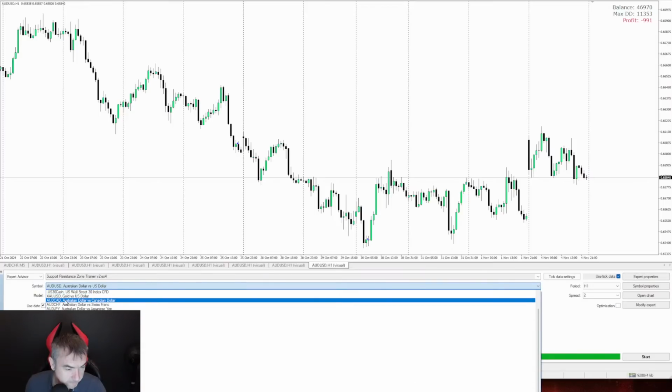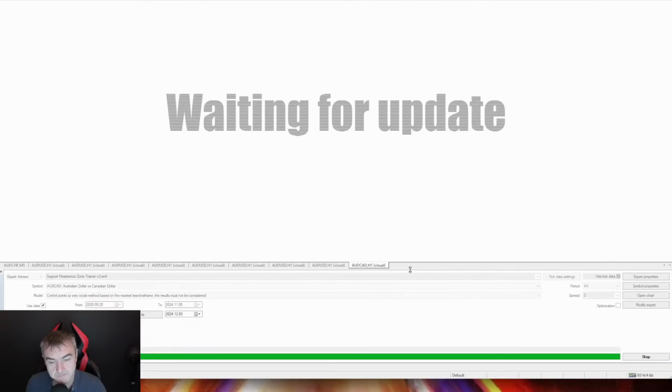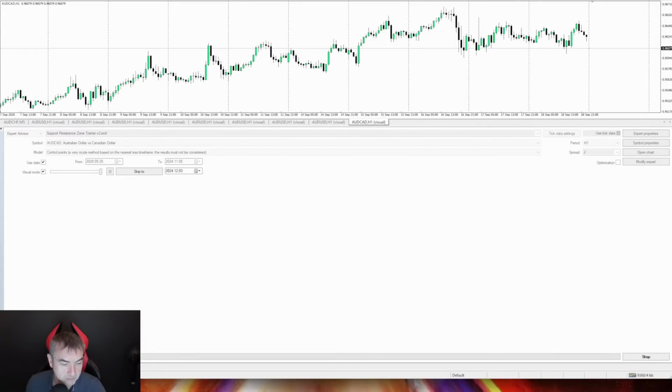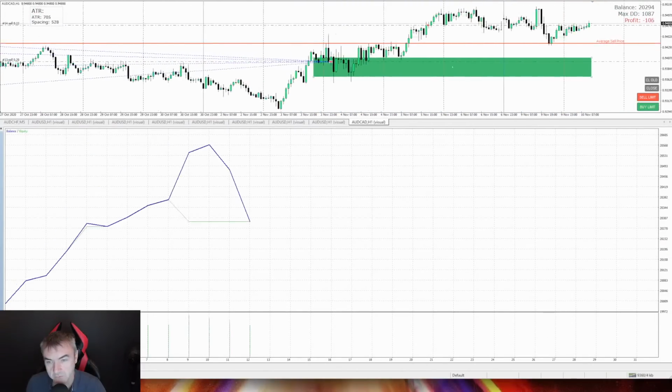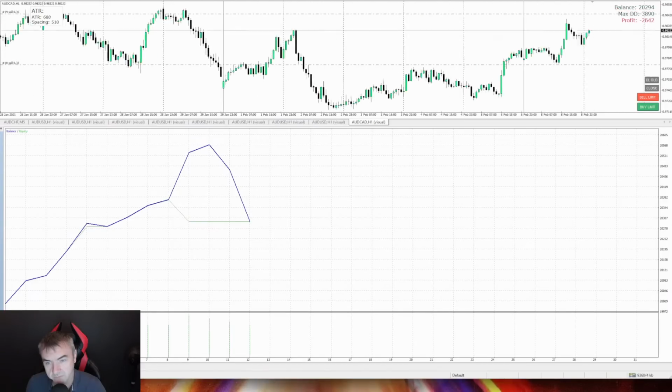Was it the Aussie CAD? I can't remember which ones it was, but there were pairs. I haven't done much thorough testing on this yet, but there were pairs where it did blow the account. So that's why I thought we're going to need some drawdown control on this. Let me just see if this is the one that blew. I can't remember what it was that blew.